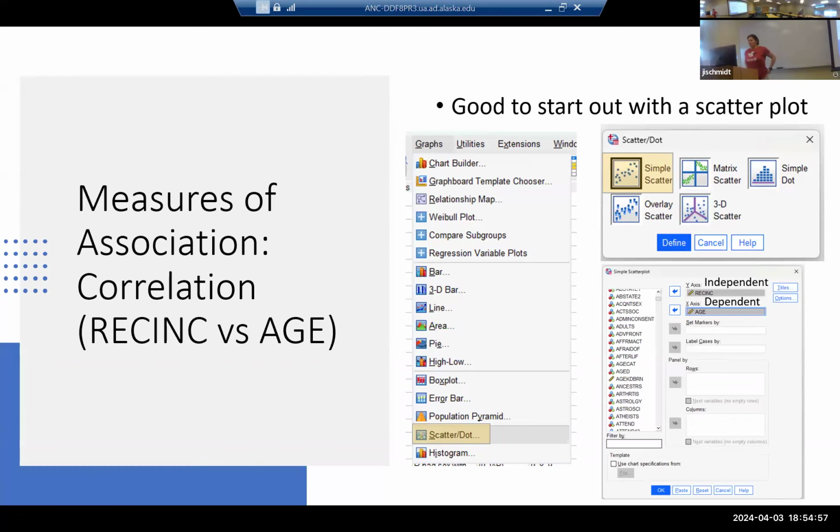Okay, so when you're looking at correlations, a good place to start is a scatter plot. I think we've all heard of scatter plots before. So let's do a scatter plot in SPSS. I want to see if there's a correlation between income and age. Go up to Graphs and then down to Scatter. Click on Simple Scatter and put in your independent and dependent variables there. In this case, we think age influences how much money you make.